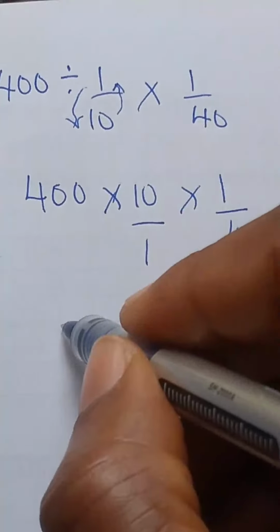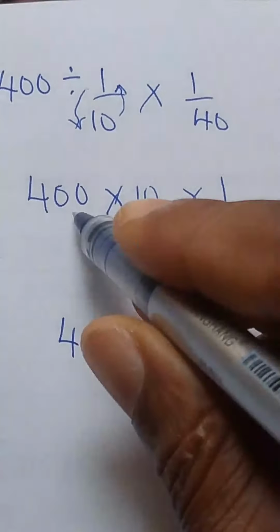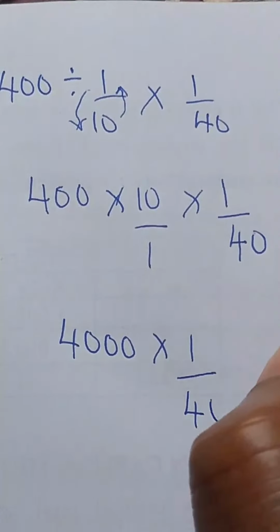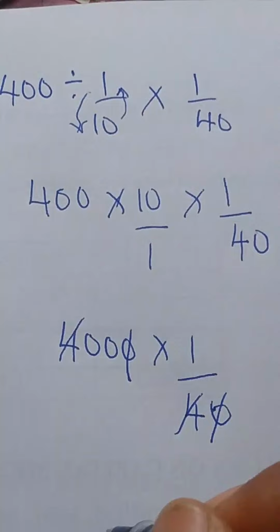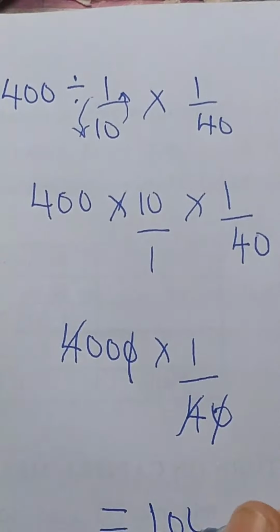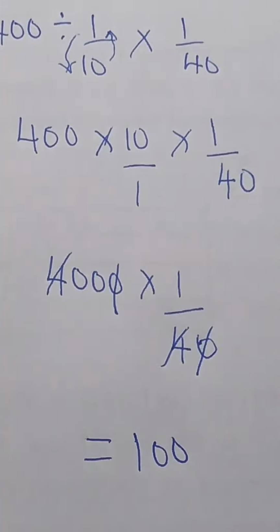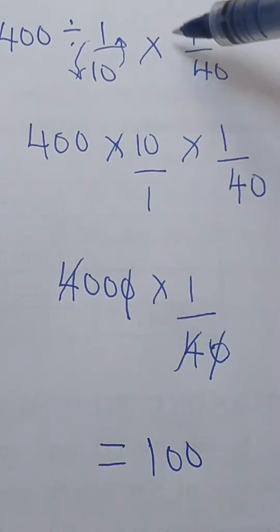400 times 10 is 4,000 times 1 over 40. Okay, so 0 will cancel here, 4 will cancel. And please, this is equal to 100. All right, see the solution. The answer is 100 and not 10, please, and not 1. This is division here. This is multiplication.